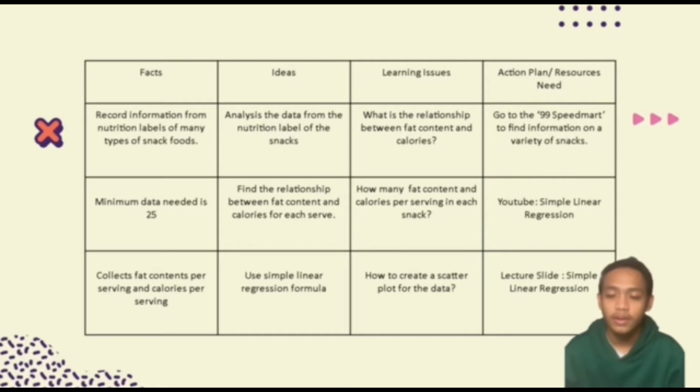The last one is the action plan or resources needed. First is to go to the 99 Speed Mart to find information on a variety of snacks, which is our group's task. Go to the Speed Mart to find the snack. Then the second is YouTube, simple linear regression, so that we can answer the question. And the last one is the lecture slide on simple linear regression.